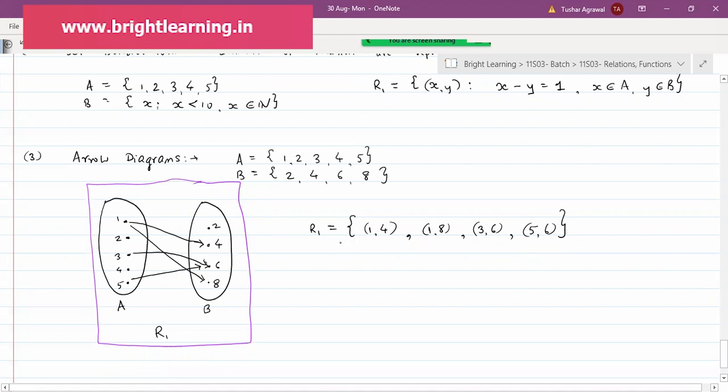Is the arrow diagram clear? In arrow diagrams, you connect the points by arrows. So R1 is the relation from A to B.